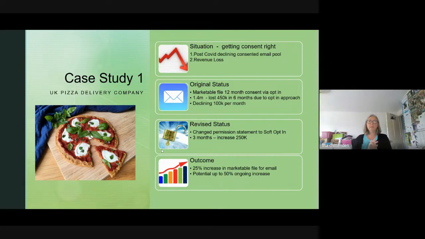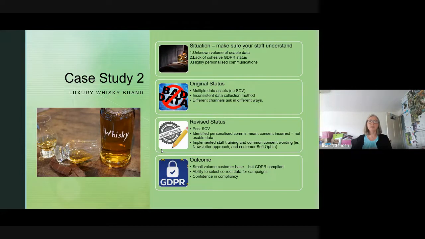Okay, next. Case study 2. Now this is an interesting one. This is a bit of database stuff, it's a bit of GDPR stuff, and it's a bit of staff training stuff. So it kind of is all of those things really.